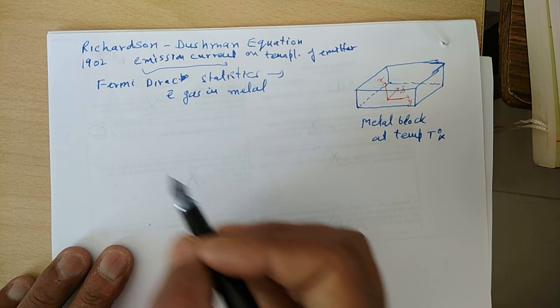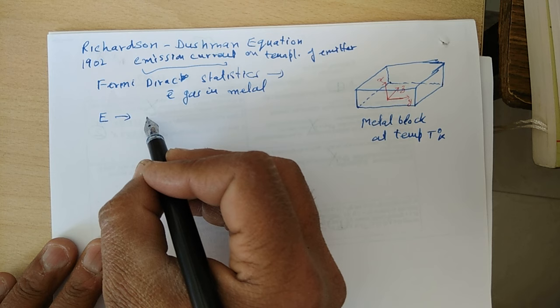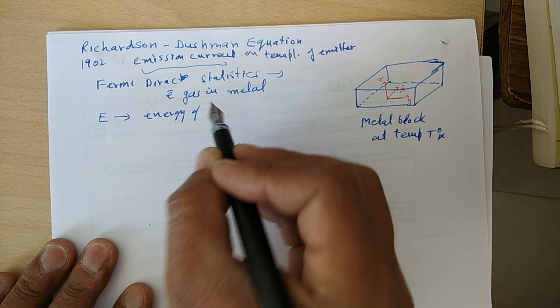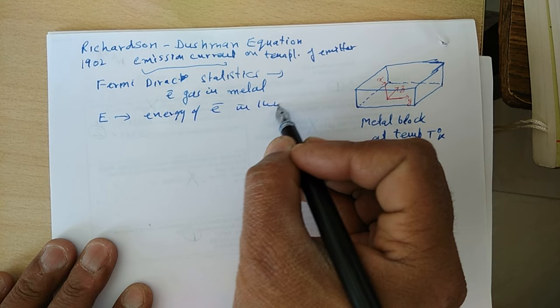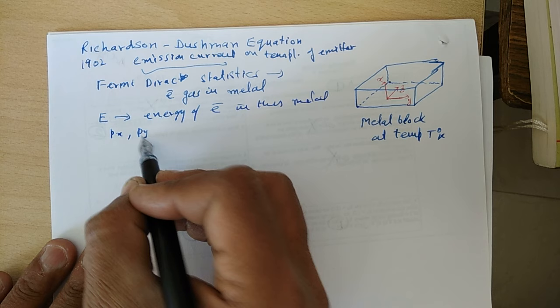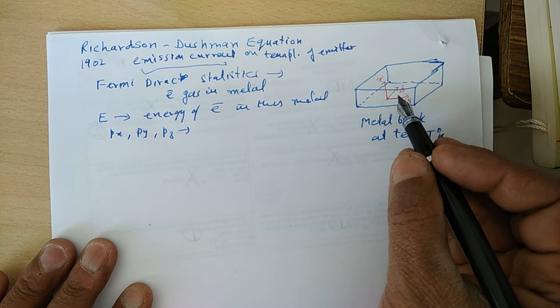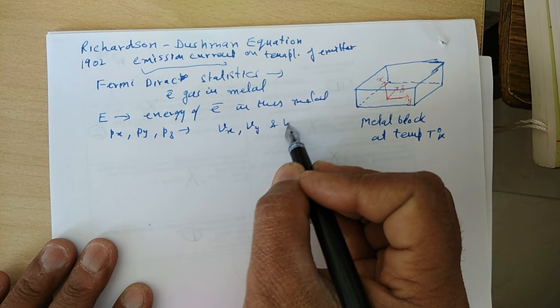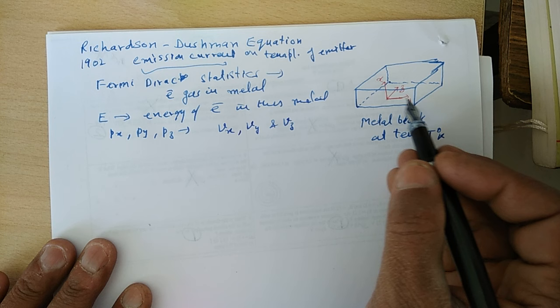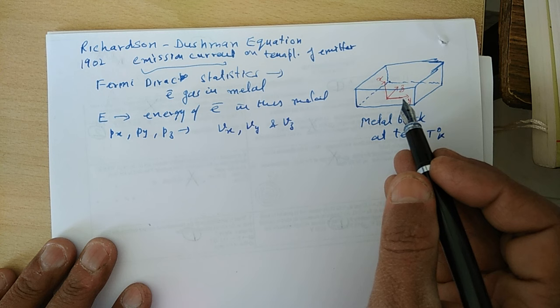and here we will consider that the energy of the electron in this metal is E. And we will also consider that px, py, pz are the momentum components of the electron along the x-axis, y-axis and z-axis, whereas vx, vy and vz are the components of the velocity along the x-axis, y-axis and z-axis.